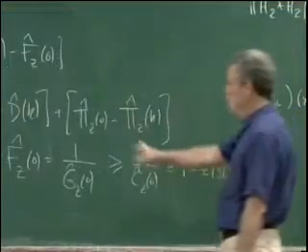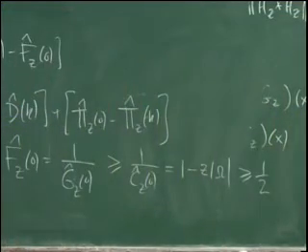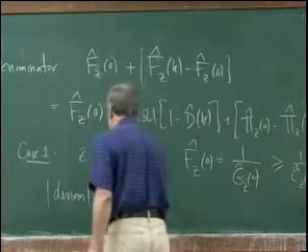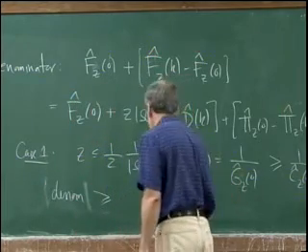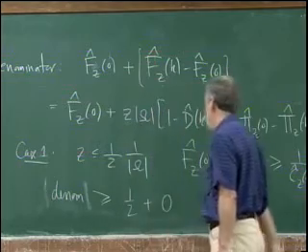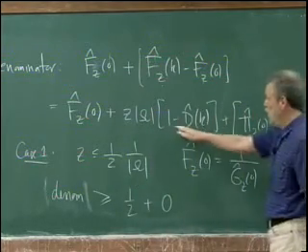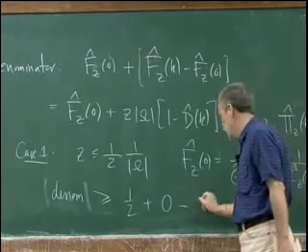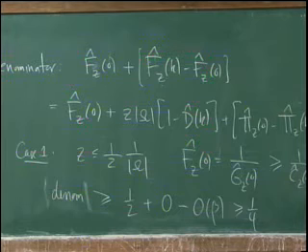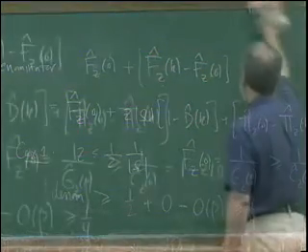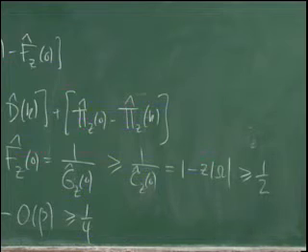So in this case, the denominator is greater than or equal to 1/2 plus 0. This is non-negative, and this is order beta. So worst case, order beta, it's greater than or equal to 1/4. And so the case of small z is not really any problem. The numerator is small, the denominator is bounded away from 0, and so the ratio of the numerator and the denominator will be order beta, which is what we needed to show.